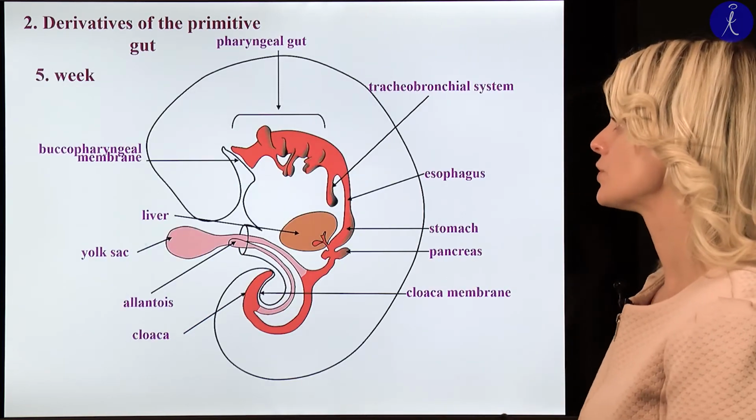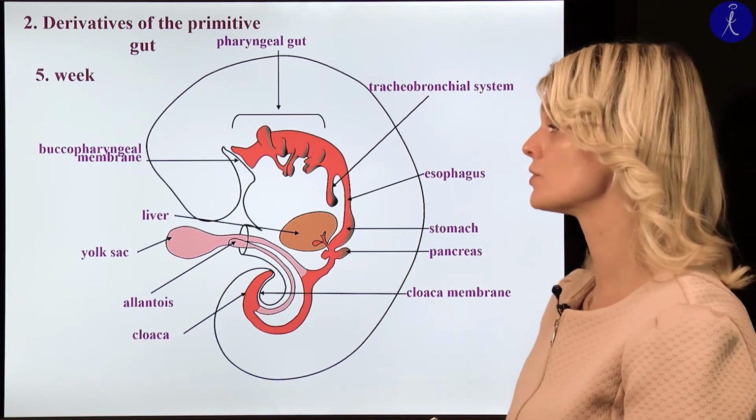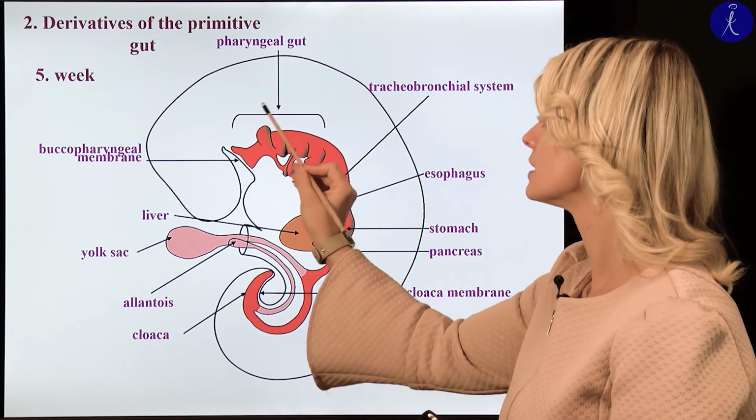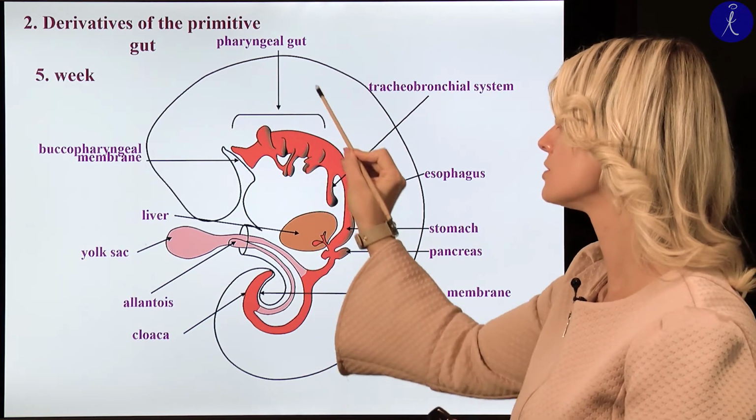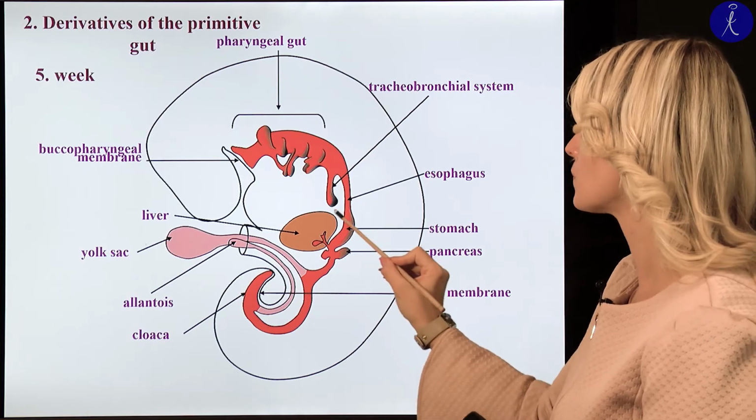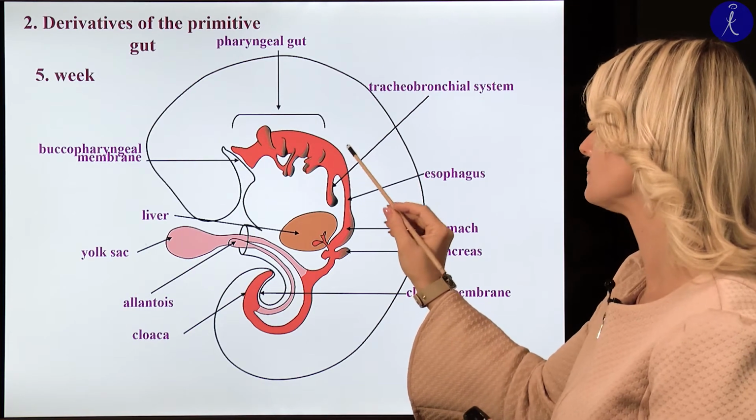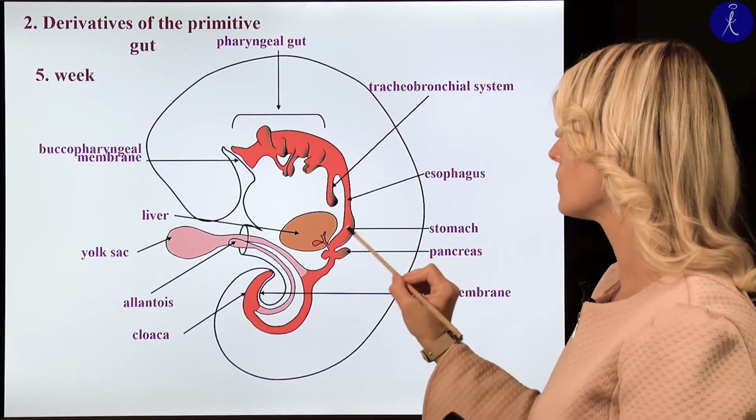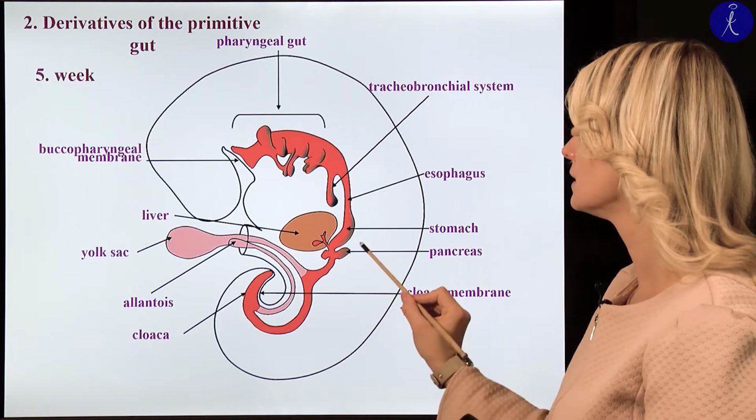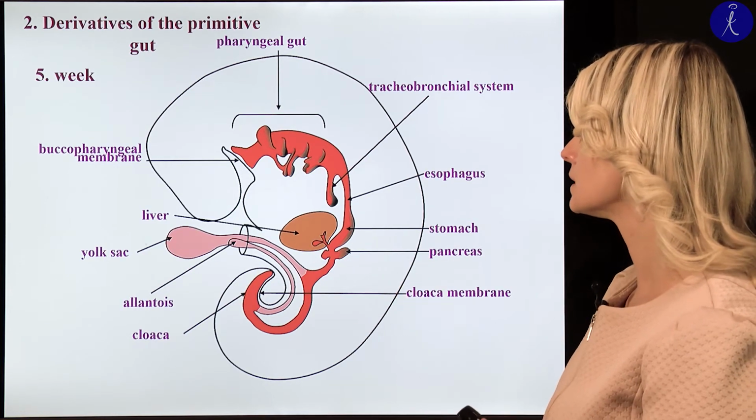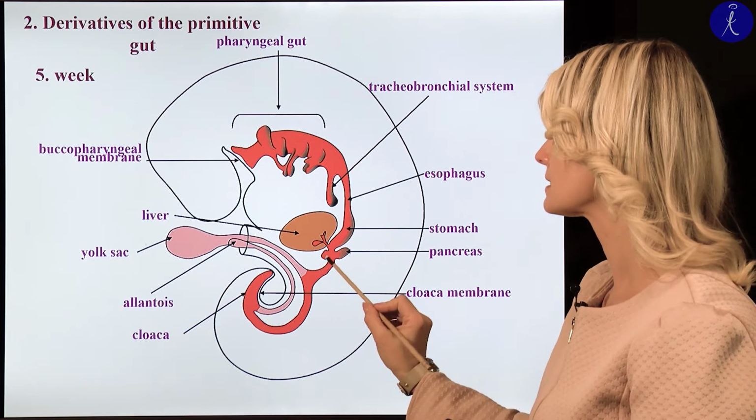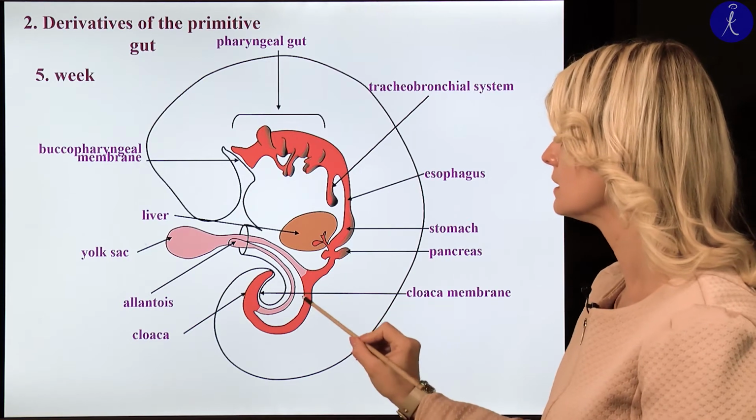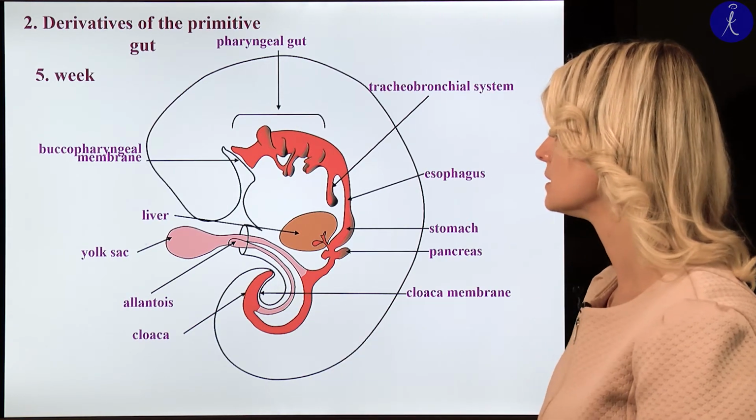In the second picture, you can see the structure in the 5th week of development. We can see the pharyngeal pouches in the pharyngeal gut. You see the proximal part of the tracheobronchial system, the esophagus, the stomach, the liver bud with the pancreatic buds, a small intestine, and the large intestine. One part of the large intestine will be from the midgut, and finally you can see the hindgut.